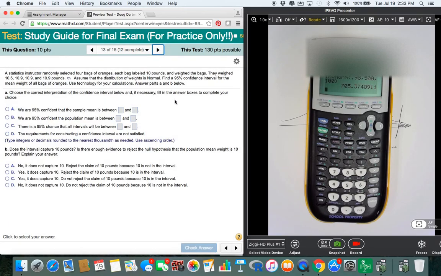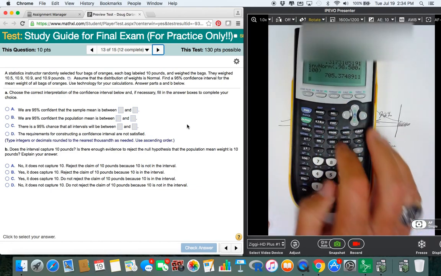All right, gang, just 3 questions left. Statistics instructor randomly selects 4 bags of oranges, each bag labeled 10 pounds. These things are never what they're labeled. There's variation in everything we do, especially any sort of manufacturing task. So the 4 measured out.